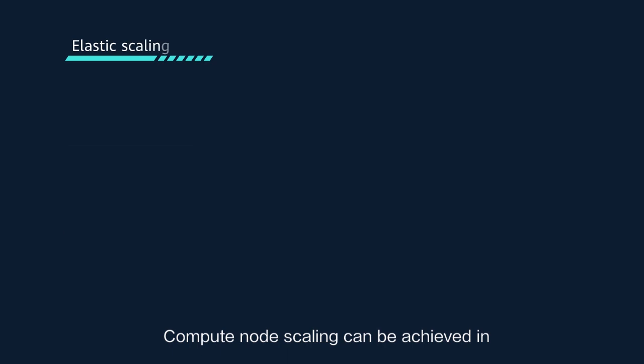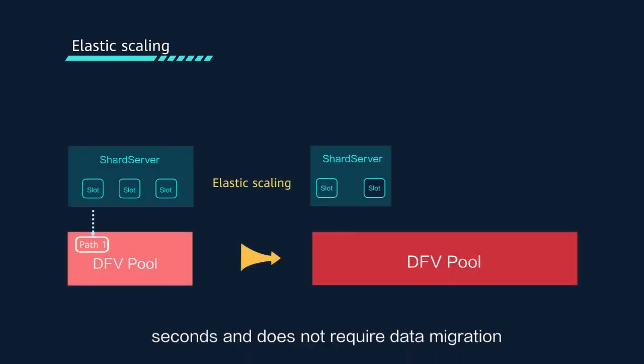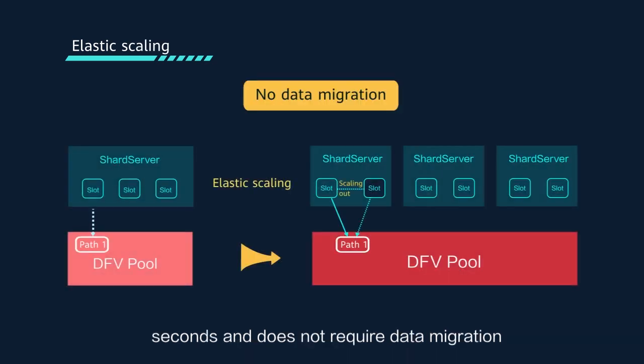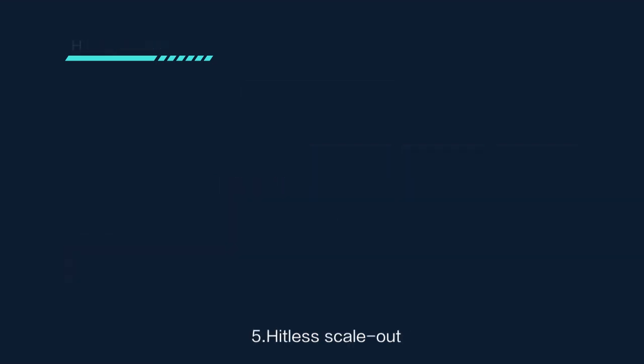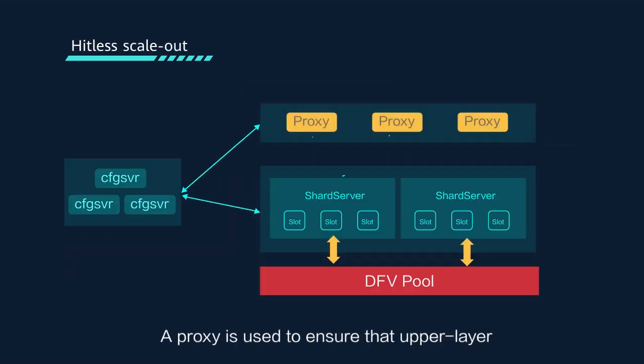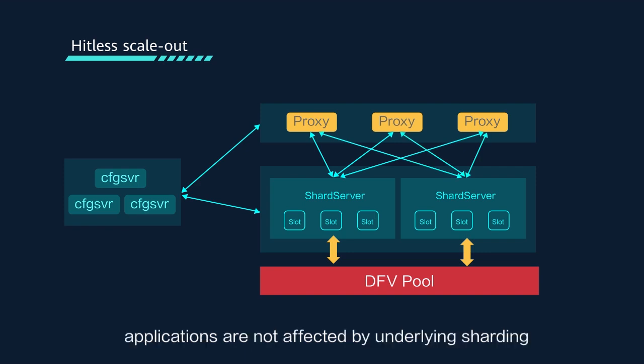Elastic scaling. Compute node scaling can be achieved in seconds and does not require data migration. Hitless scale-out. A proxy is used to ensure that upper-layer applications are not affected by underlying sharding.